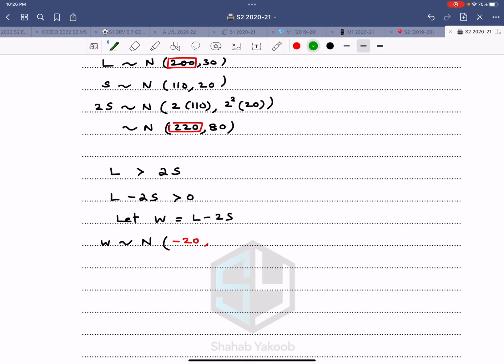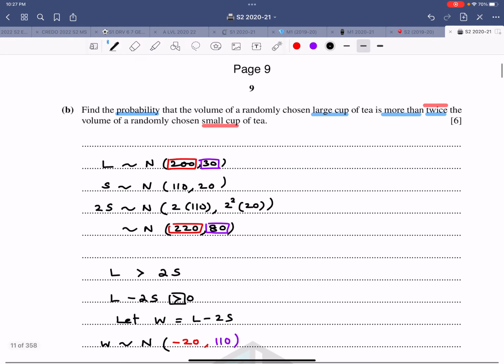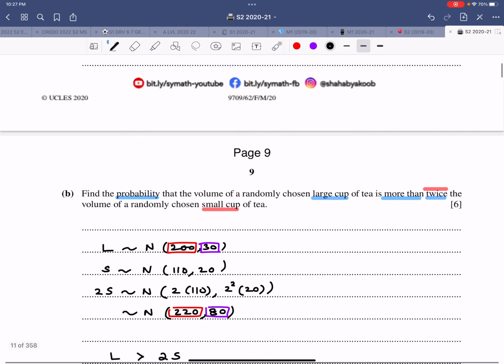And the variances are always added. So this is 30, this is 80, this comes out to be 110. So probability W is greater than 0 based upon this: probability Z is greater than 0 minus negative 20 divided by square root of 110, and you are back to the basics of S1. So that's how the straightforward question of linear combination is done.